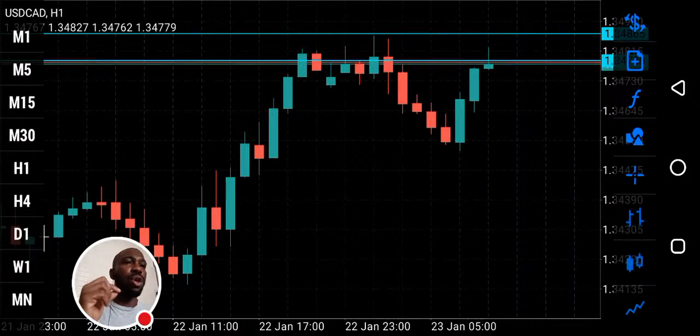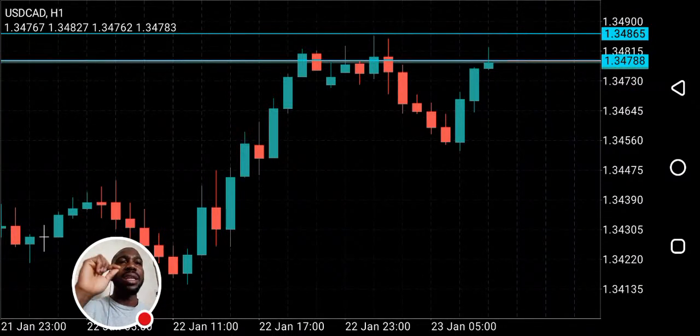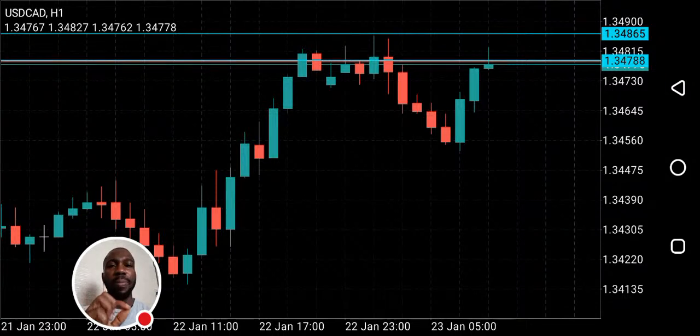If this current 1 hour candle closes as a shooting star, that will be the right time to execute a sell on USD CAD. Now, if the 1 hour candle closes as a shooting star, you need to go down to 15 minutes and ensure that there is a bearish reversal pattern also on 15 minutes.